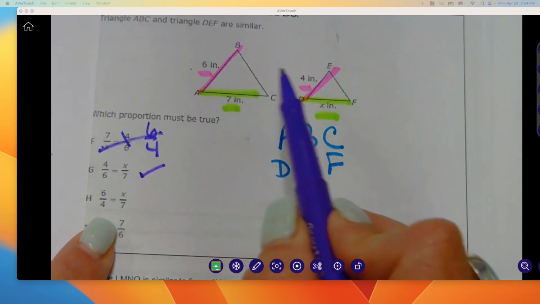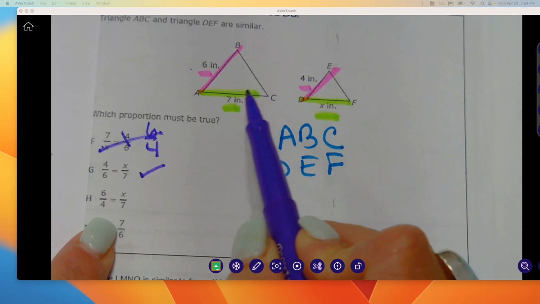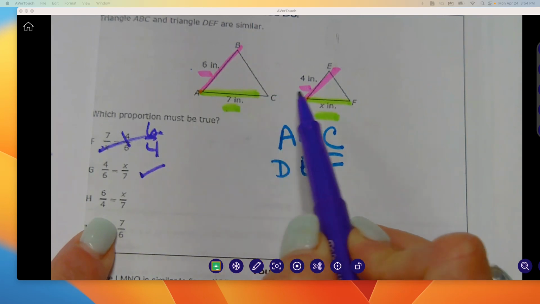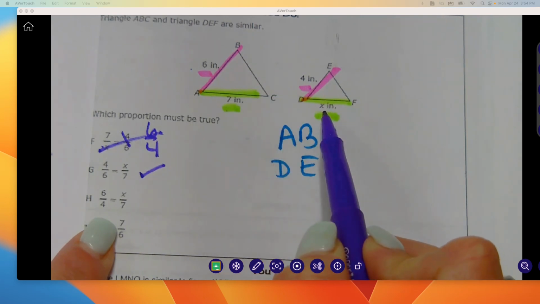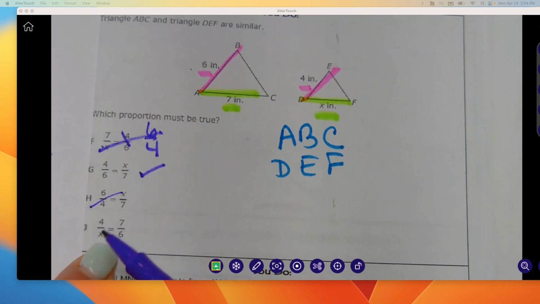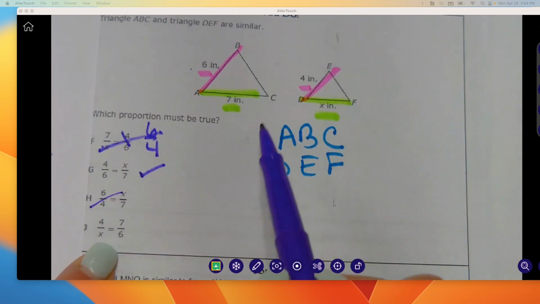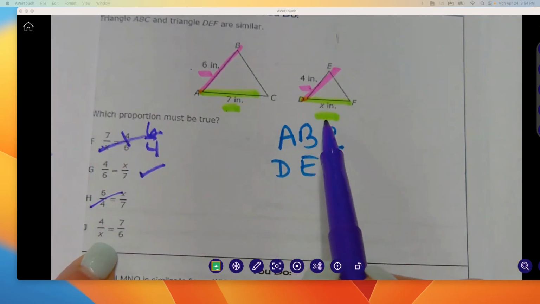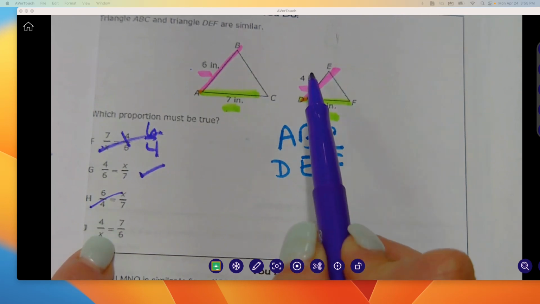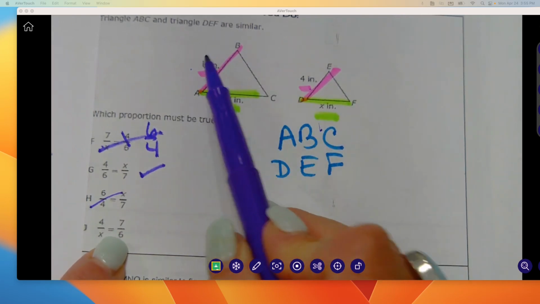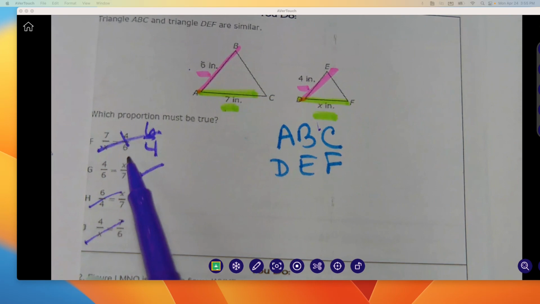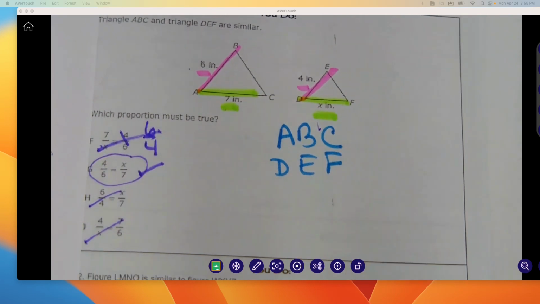Let's look at letter H. We have 6 over 4, should be 7 over X, not this one. Letter J, we have 4 over X. 4 corresponds with 6, and it tells us it corresponds with 7. So letter G is the correct answer.